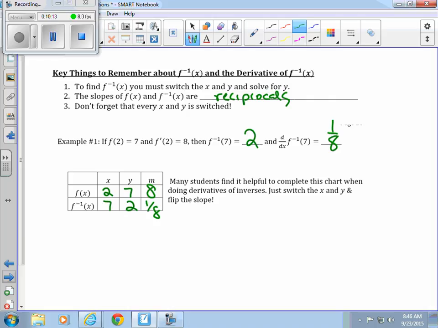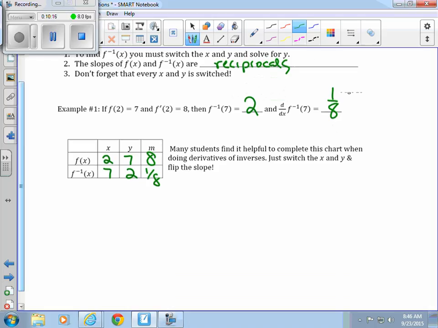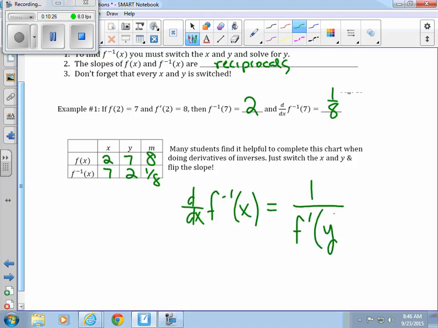I do want to show you the formula as well. F inverse's derivative is 1 over f prime at the y value, right? To use the formula. That's how the table works.